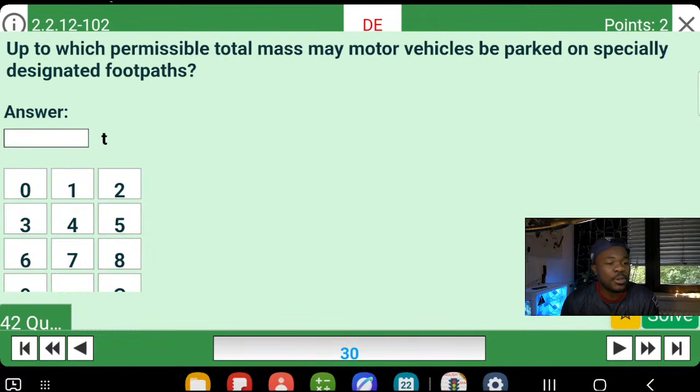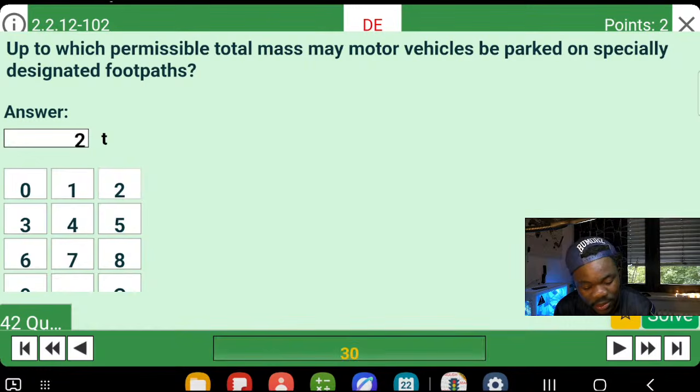Up to which permissible total mass may motor vehicles be parked on a specially designated footpath? I just talked about it. And right now, we are having a question asking about that same thing. So you see, I talk about something before we actually get to it, to make the work easy for you. You understand? So now, what's the answer for this question? I just said it, 2.8 ton.